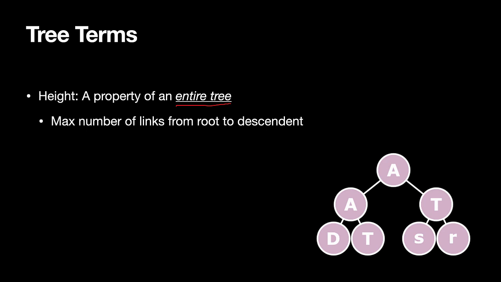So one way to think about the height is the maximum number of links you can travel from the root to a descendant. In this tree, it's a pretty simple tree, and the maximum distance we could go is 1 link. 2 links gets us to this T at the very bottom. I could instead go to the left instead of the right, still 2 links to get me to the D. In this particular tree, we would say that the height happens to be 2. So I'm going to note that over here to the side.